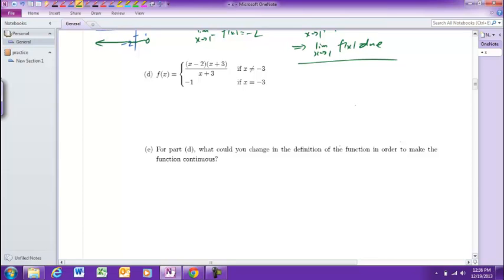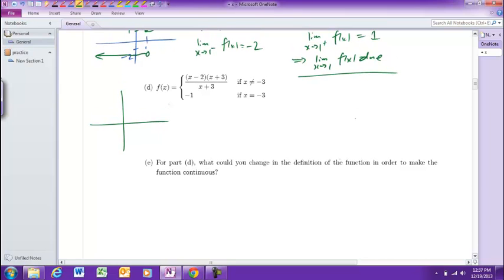Now for part D, we basically have the same graph that we had in part B. So here's -3, there's -5. We've got an open circle there, and the graph goes through here. But what I'm adding is, this is only for x not equal to -3. When x is equal to -3, I'm defining it to be -1. I'm actually putting a dot right in that spot. So I've got an open circle here, and there's the dot.